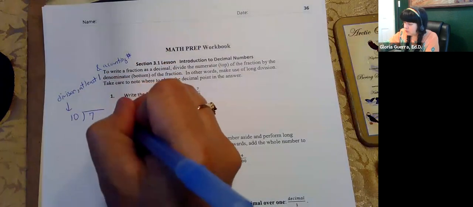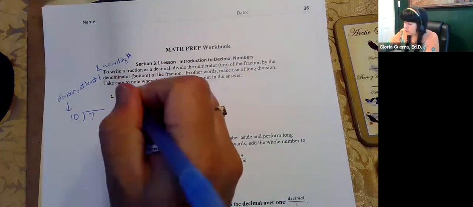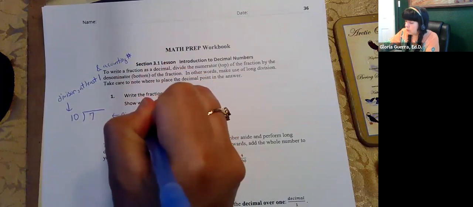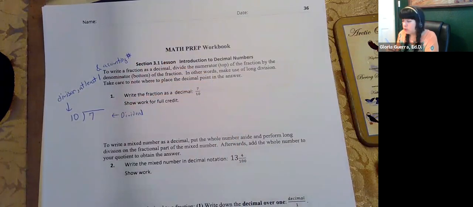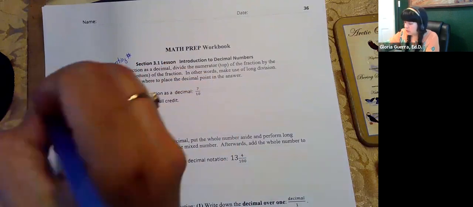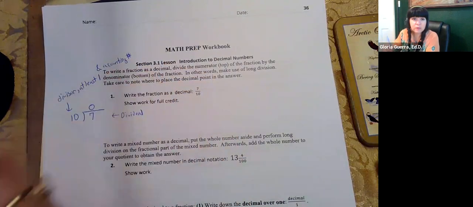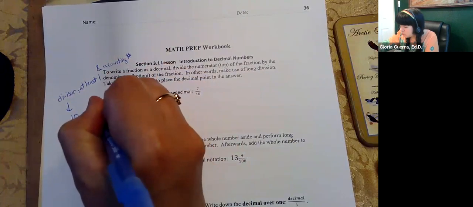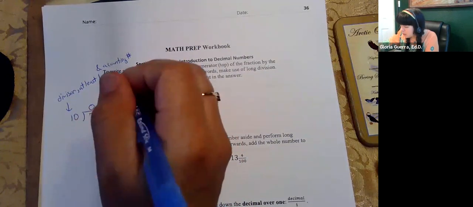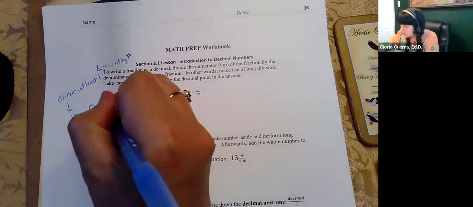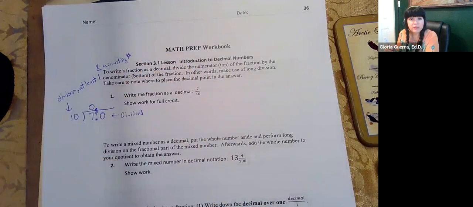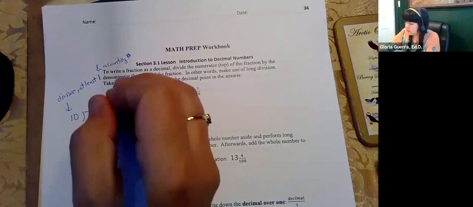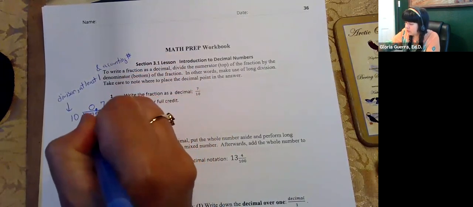The 7 here is called the dividend. So how many 10s go into 7? None, so you write a 0. Then you add a decimal, and you pull it straight up. Then you have another 0 here, and you ask, how many 10s go into 70? That would be 7. 7 times 10 is 70.